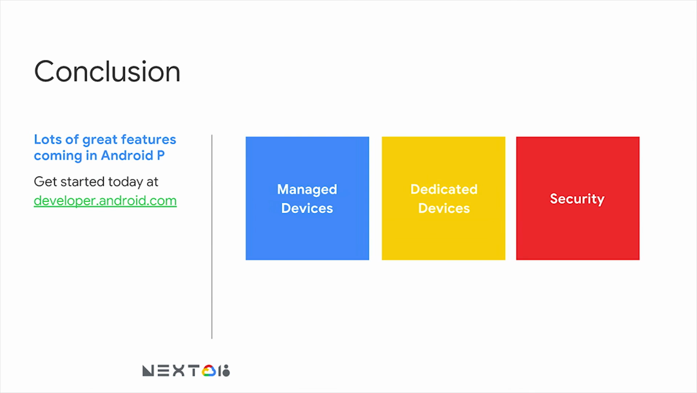So in summary, there are lots of great features coming in Android P. I've talked about the three key areas that our teams work on: managed devices, the work profile, fully managed devices, dedicated devices where we see a lot of innovation from partners that you wouldn't expect, and then finally, security. Everything I've described here is public information. Feel free to take photos or get started with it. It's all part of the Android P release, and there's full documentation and developer guides at developer.android.com.